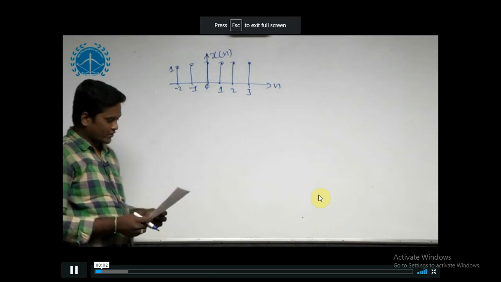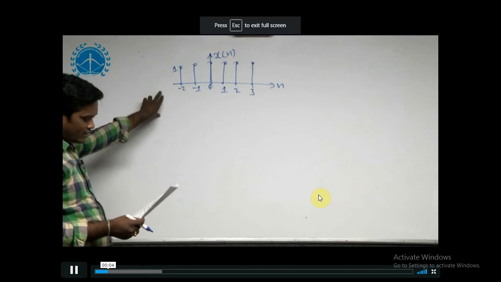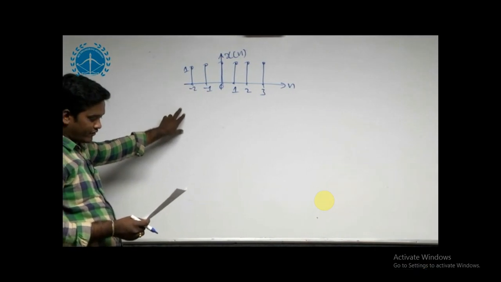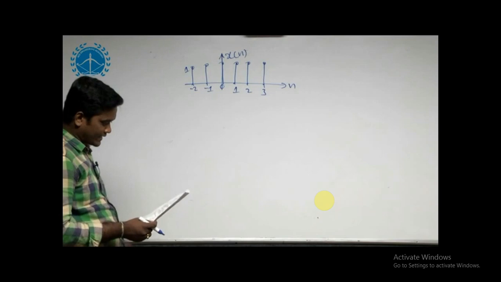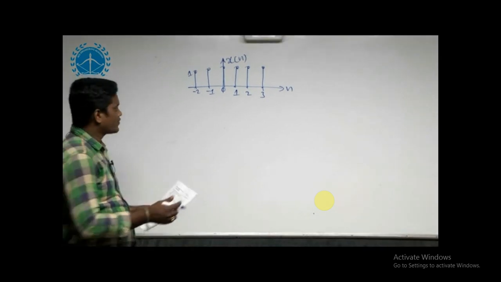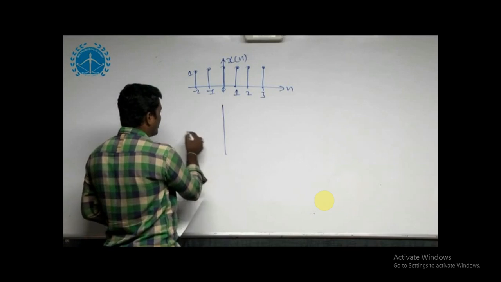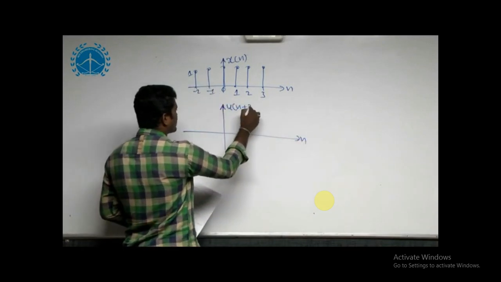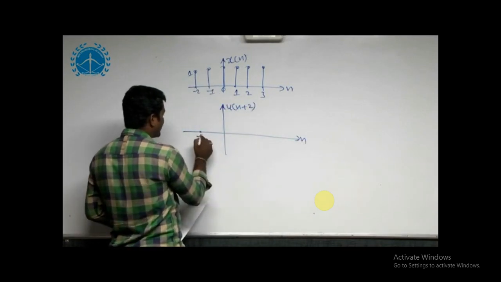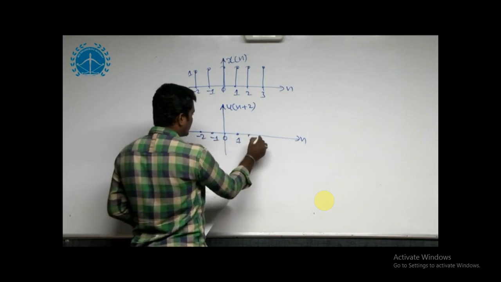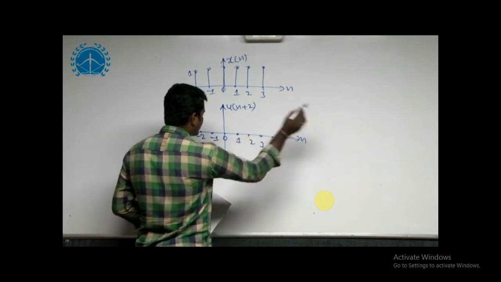Okay, the question is, this is the plot given. What is the expression for the given plot? If you observe the options, there are two signals appearing, u[n+2] and u[-n+3]. First try to draw those signals. So u[n+2]: n+2 is -2, -1, 0, 1, 2, 3, 4, and so on up to infinity.